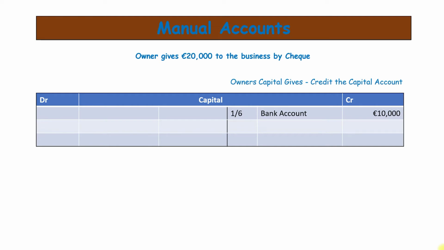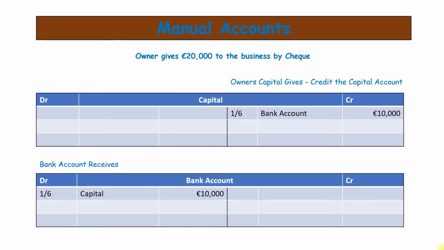Remember that there are two sides to every transaction. In this case, the capital account gives to the bank account. Therefore, the bank account receives, and this is entered on the left of the bank account ledger. Because debits are on the left, we say that we debit the bank account.